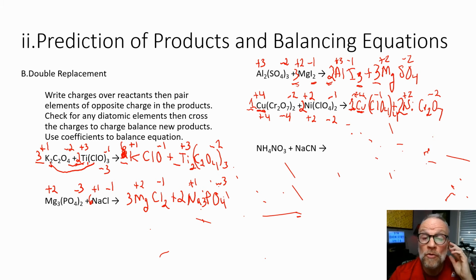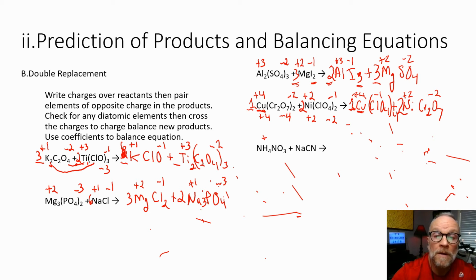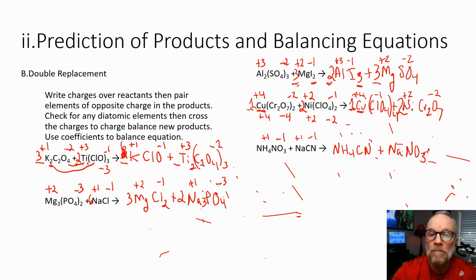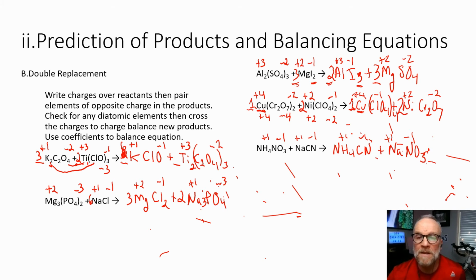This next one's a little unusual in the fact that we have a polyatomic ion that's positively charged. Ammonium is +1 and nitrate's -1. +1, -1. So this one would be NH4CN, ammonium cyanide, plus sodium nitrate. +1, -1, +1, -1. So this one's really easy because it is balanced as it is written. So the sum of the coefficients here would be 4, right? Because you have 2 reactants and 2 products.